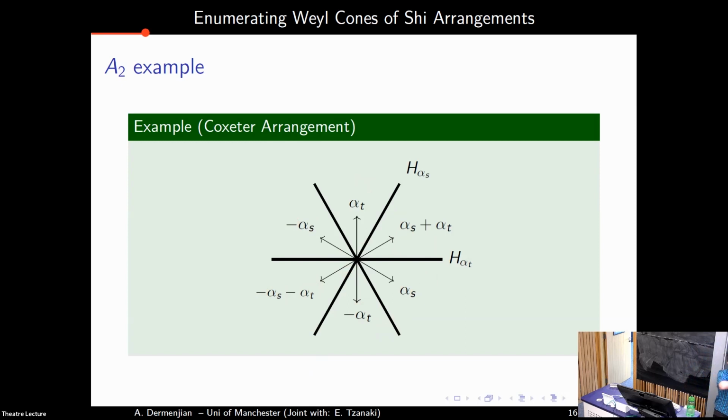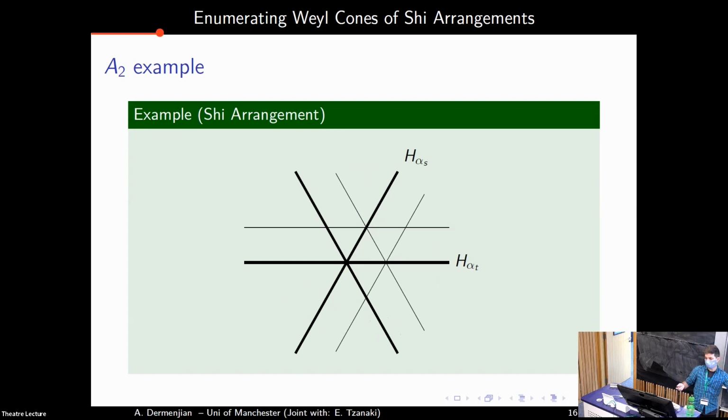So what would happen if I now take these and shift them over by 1? I get the Xi arrangement. So these 3 additional hyperplanes, in addition to the other 3, so all 6 hyperplanes, give me the Xi arrangement itself. So we have 6 different hyperplanes, and this is the arrangement we're going to be working with.